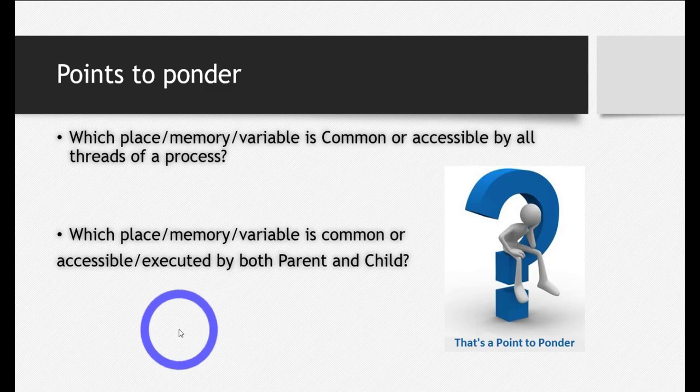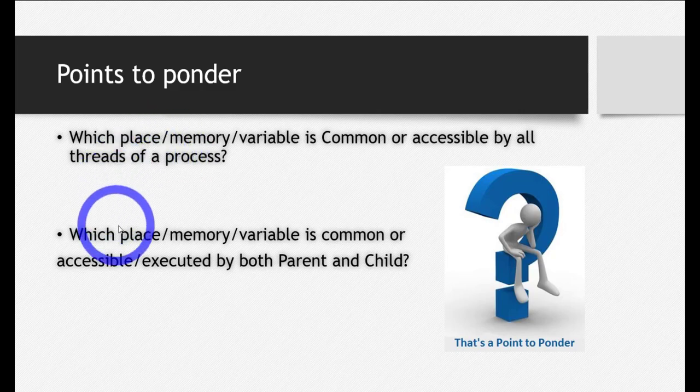So to do that, there are two questions first. Which place, memory, or variable is common or accessible by all the threads of a process? What is the answer to this question? Which is a place which is common or accessible by all threads of a process? And actually, we covered this last week. We talked about this in last week's videos.